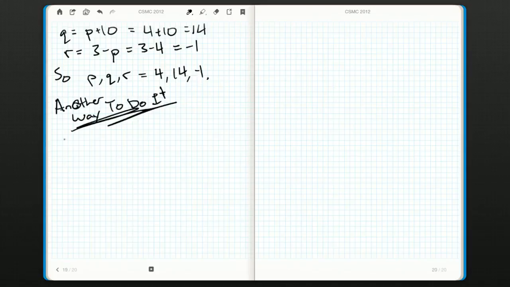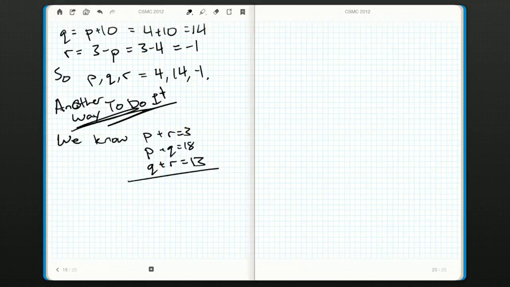So another way to do it would be to say we know the sums of each of these, so we can add up all three equations. We get 2P plus 2Q plus 2R is equal to 3 plus 18 plus 13. So that should be 34. Okay. So P plus Q plus R would be 34 divided by 2, which is 17.